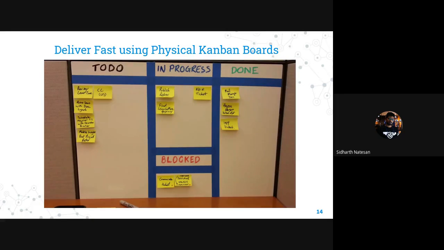So this is the physical board. Here we can see the to do, in progress, and done. These days we cannot use it because most of us have started working online. We cannot use the physical board, so everything has been digitalized. Here you can see that this is called the sprint backlog.